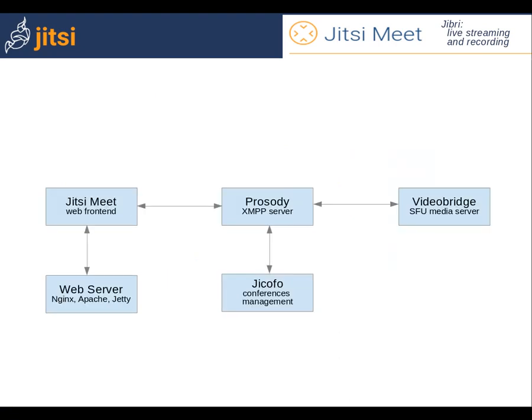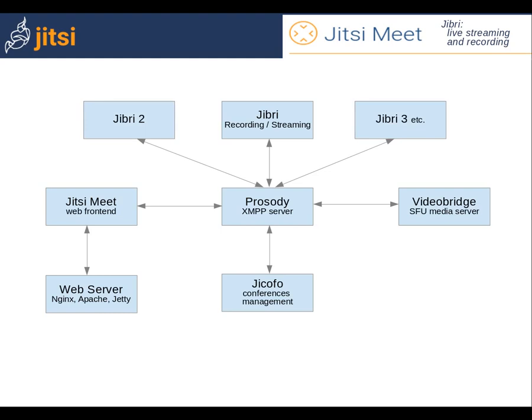Jibri connects to the XMPP server, Prosody, by default. Unlike the other parts of the platform like Jicofo or the Video Bridge, it doesn't connect as an XMPP component, but just joins a special XMPP chat room where all the requests for recording and Jibri availability statuses are shared. This makes adding additional Jibri servers easier and faster because joining the multi-user conference text room doesn't require XMPP components reconfiguration or reloading.